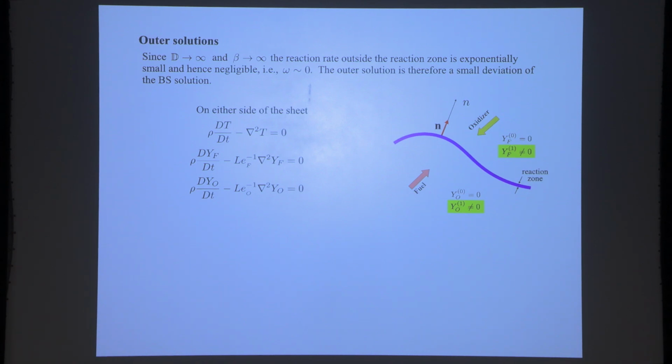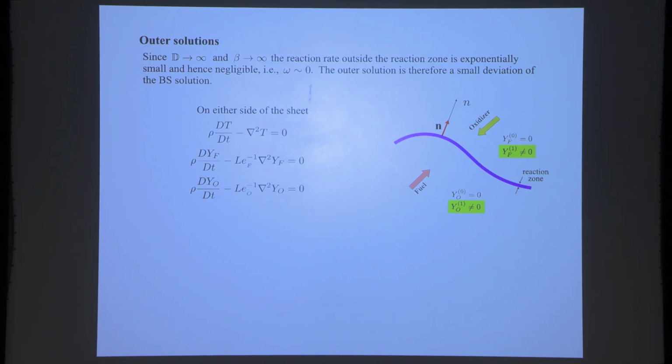So we are going to revise this discussion by not only looking at the large Damköhler number, but also assuming that the activation energy, or the Zeldovich number, beta goes to infinity. In other words, beta is also large. D is large and beta is large.